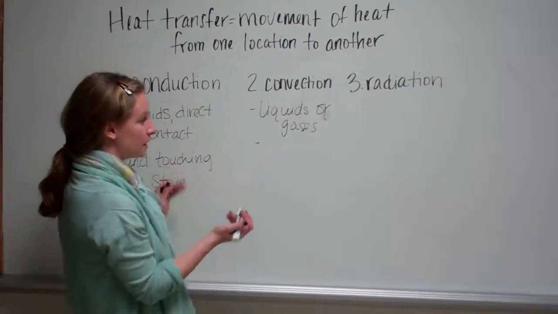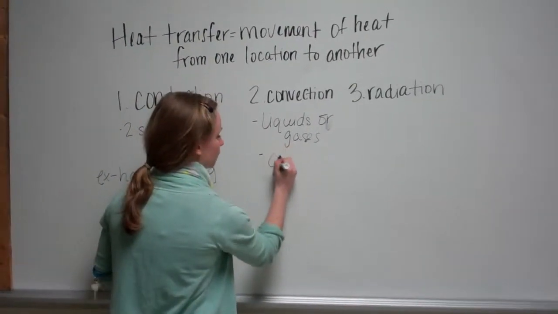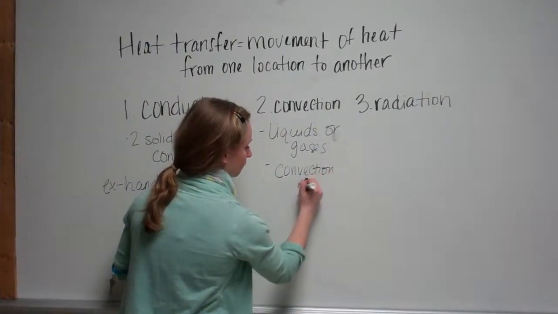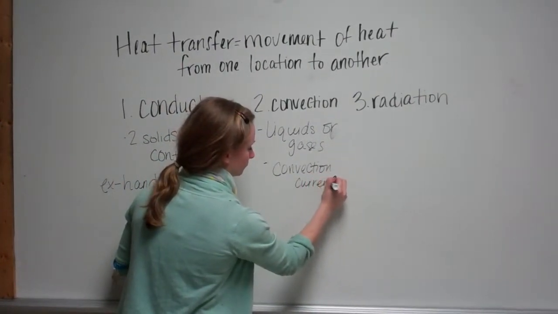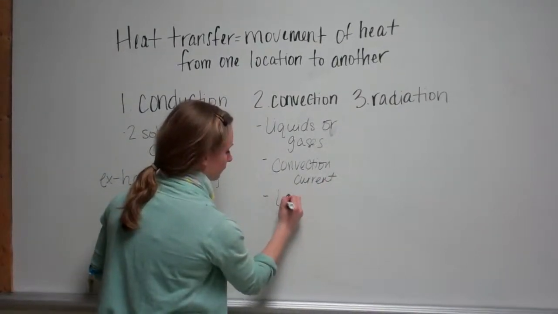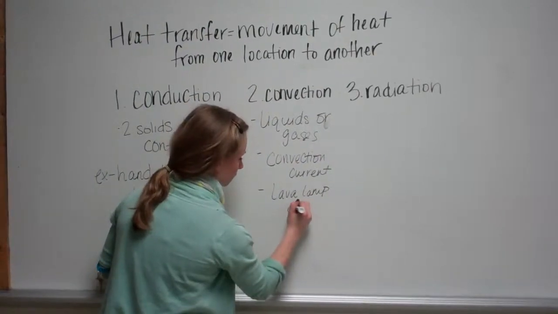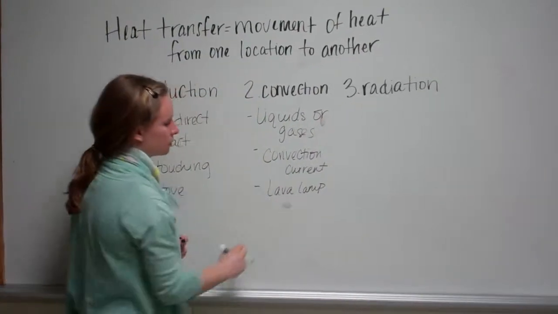So, write an example of that. That would be, first let's write down our convection current. And then we'll write lava lamp as our example, so we'll leave it like that.